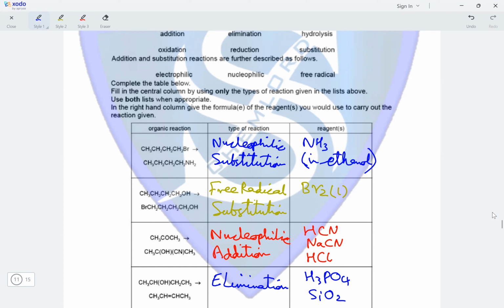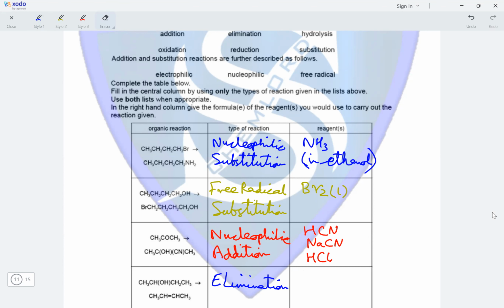The conditions are 70 atmospheres and 300 degrees Celsius, but the conditions are not asked over here. These are the conditions for the hydration of alkenes. So this is wrong. These are not the conditions for the dehydration of an alcohol. These are the conditions for the hydration of an alkene to form an alcohol.